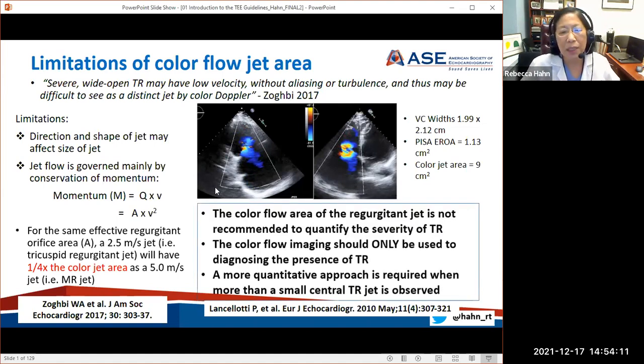In fact, the European guidelines are very clear that color flow area of the regurgitant jet is not recommended to quantify the severity of TR. Color flow imaging should only be used to diagnose the presence of TR, and a more quantitative approach is required when more than a small central TR jet is observed. This is absolutely, I would agree with all of those statements.